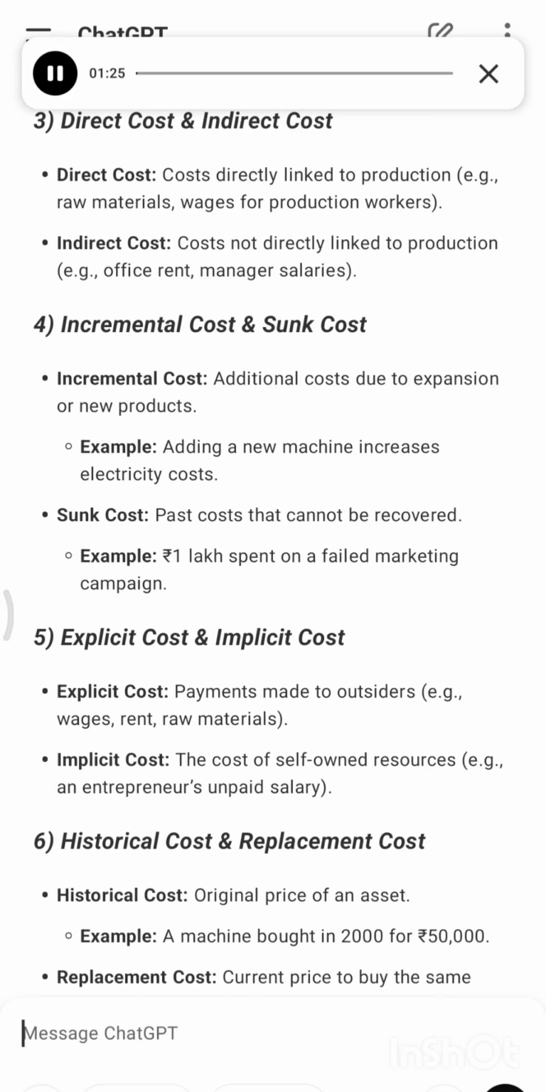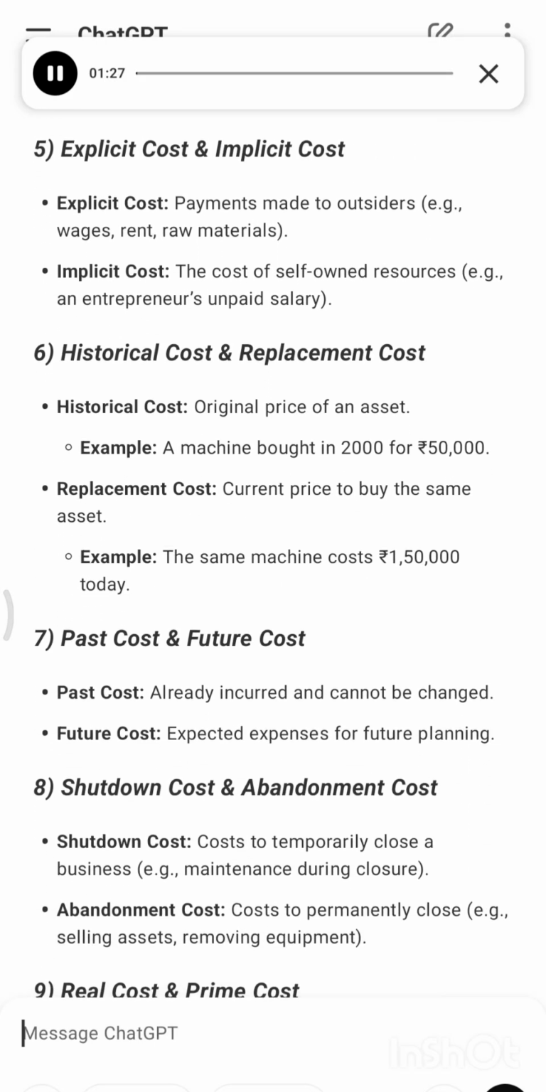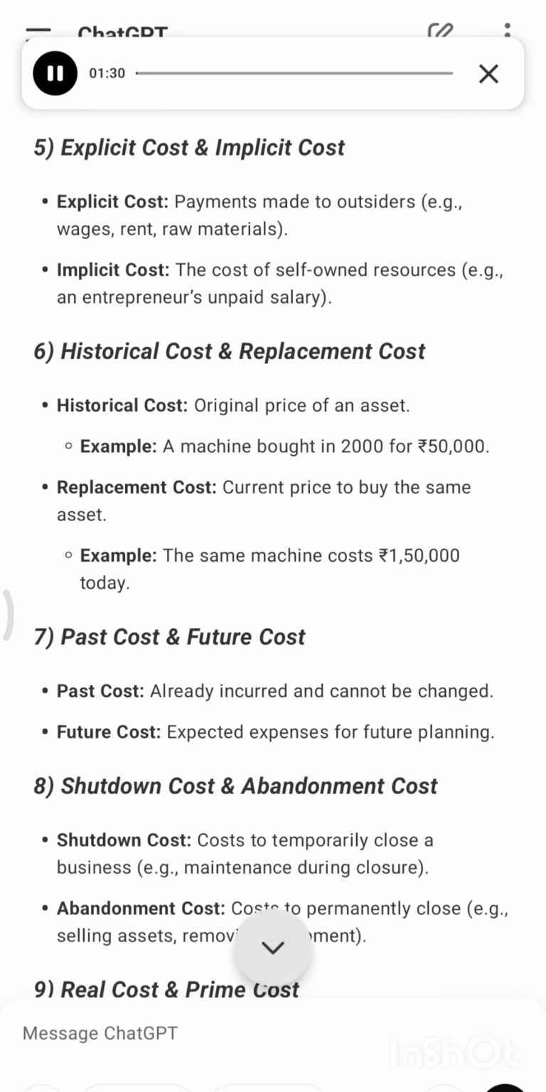5. Explicit cost and implicit cost. Explicit cost: payments made to outsiders, e.g., wages, rent, raw materials. Implicit cost: the cost of self-owned resources, e.g., an entrepreneur's unpaid salary. Number 6. Historical cost and replacement cost. Historical cost: original price of an asset. Example, a machine bought in 2000 for $50,000. Replacement cost: current price to buy the same asset. Example, the same machine costs $150,000 today.